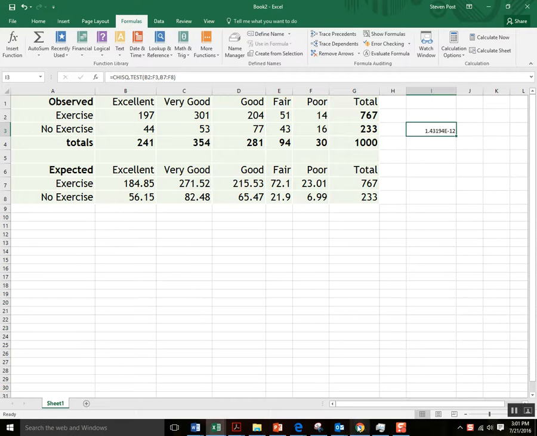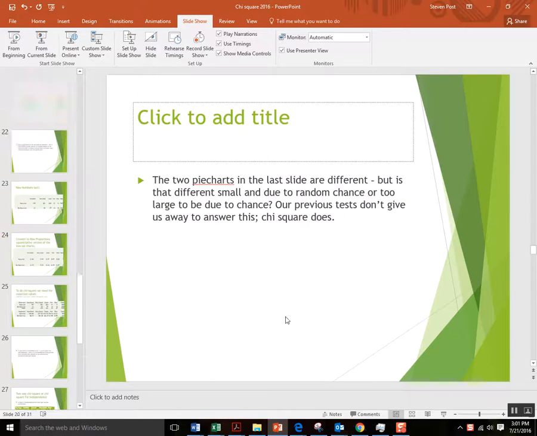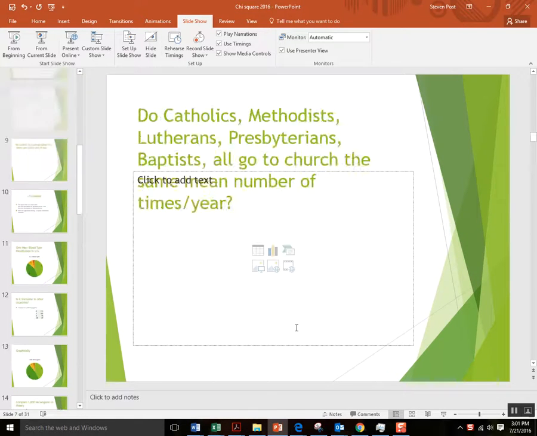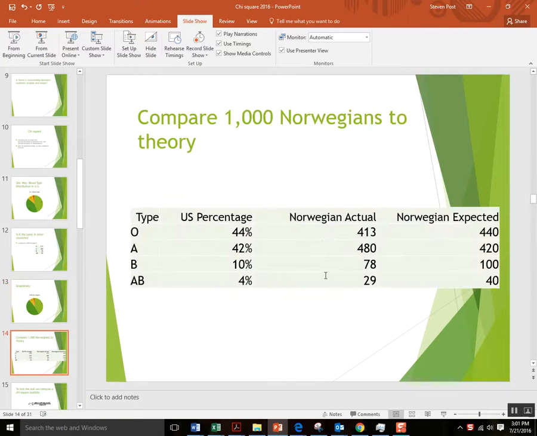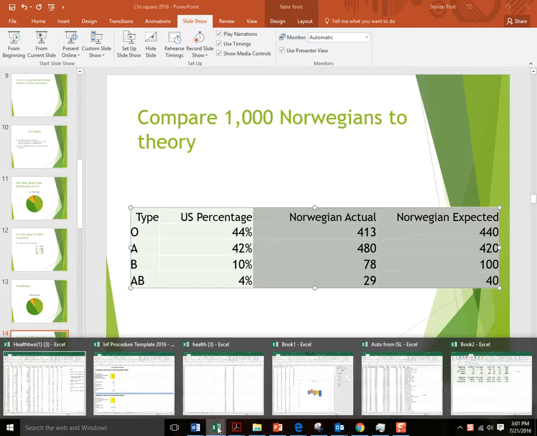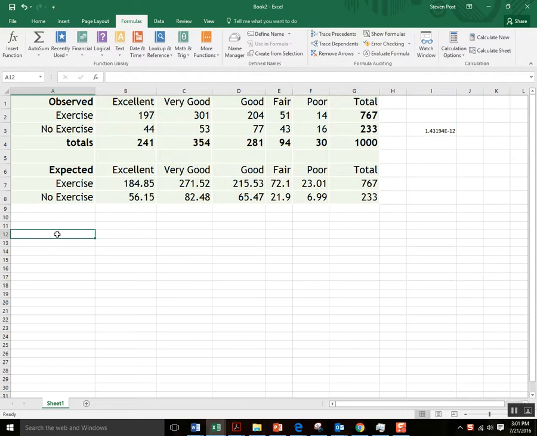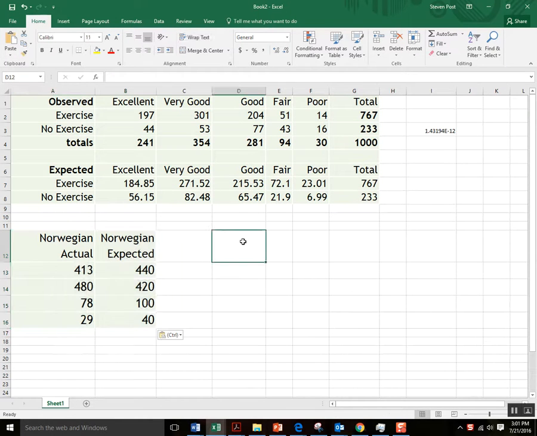And for a one-way chi-square, it's just the same thing. Let's just grab this and see how it works in Excel. So there's the actual, there's the expected. And we computed those expecteds just by taking the percentages times the 1,000 people we had. And let's copy this, put it in Excel. And then once again do chi-square test.